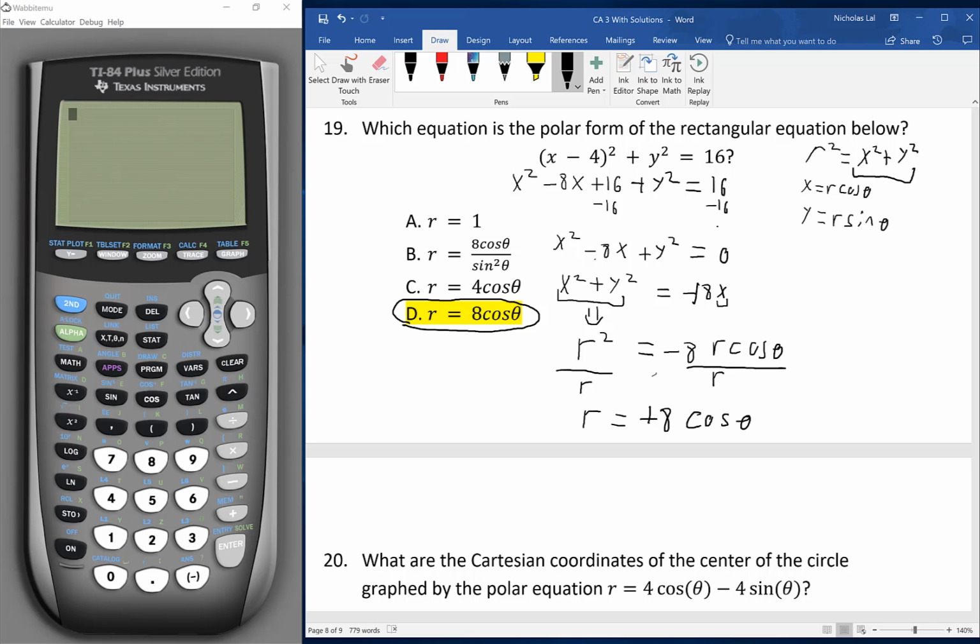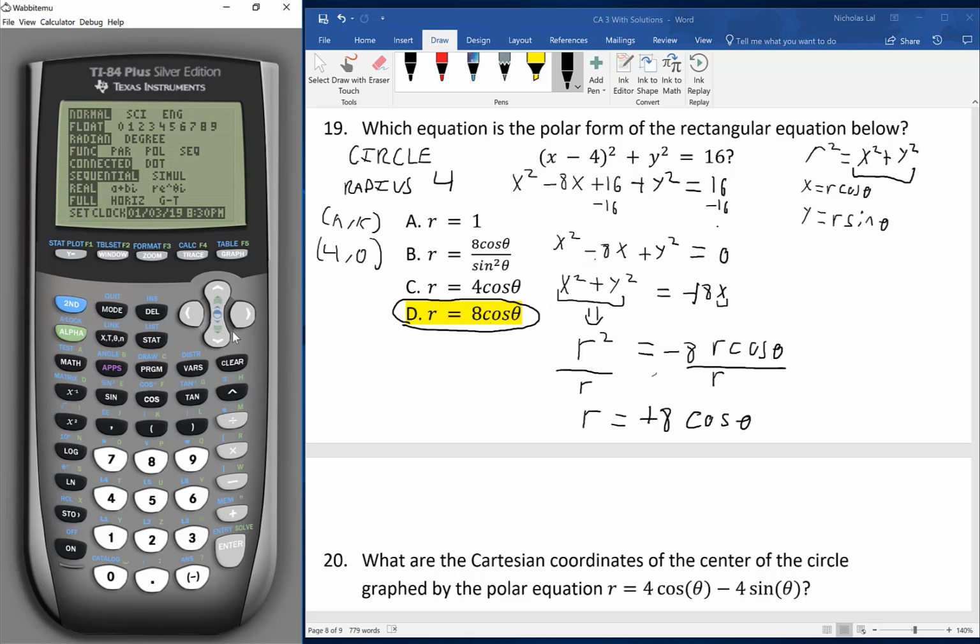I can also see this is a circle. Radius 4. Center at 4, 0. And if I recognize 8 cosine of theta as the only polar circle, if you end up graphing all the answer choices in polar mode, I can go to polar mode and know that r is equal to 8 times the cosine of theta.